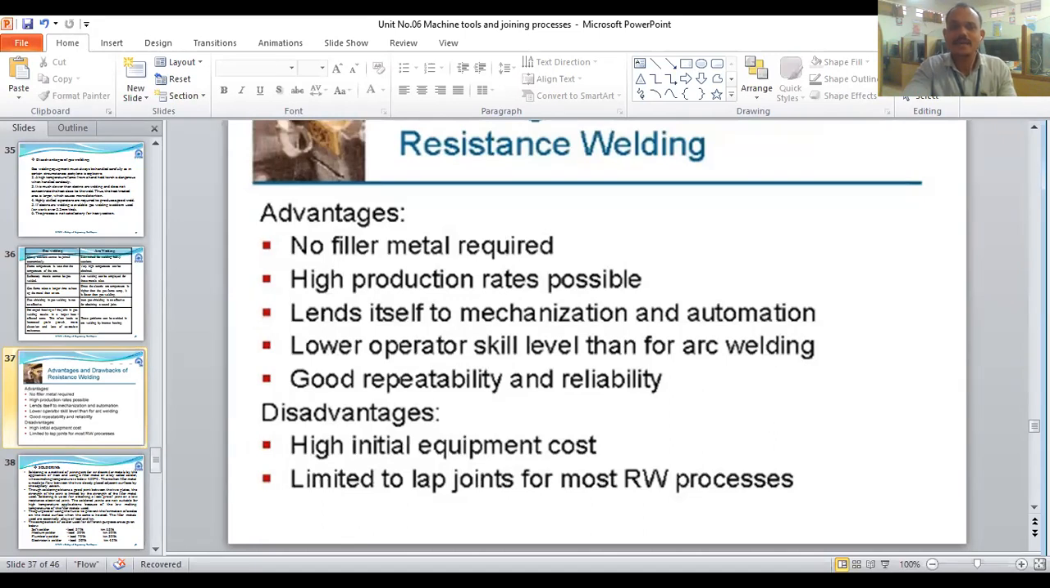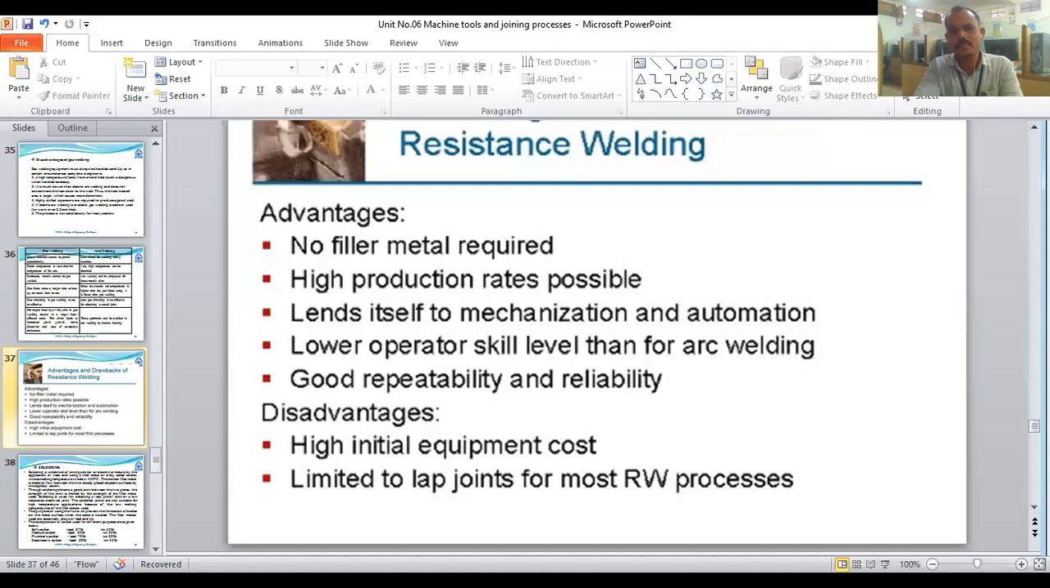Good repeatability and reliability. It means it does not require that much time. If I do one spot weld and after that have to do another spot, it does not require as much time as arc welding. In arc welding and gas welding, a lot of time is required to ignite the flame, start the oxygen and acetylene, control the flow, and then start joining the metals. Those things are not required here. So these are the advantages of spot welding.